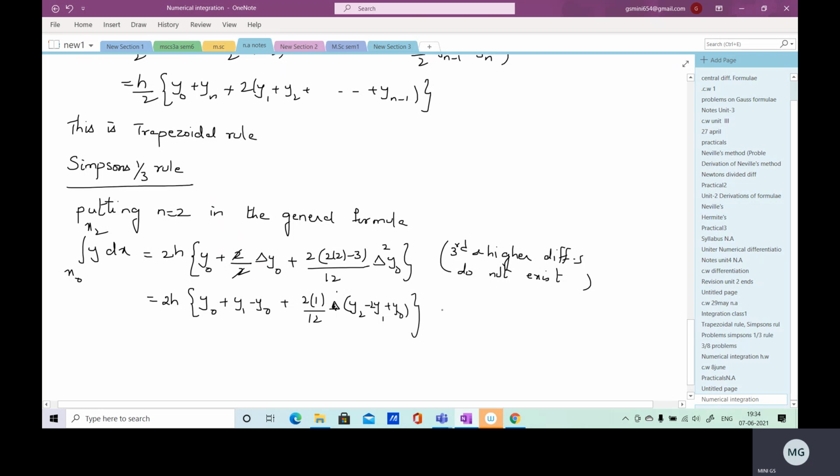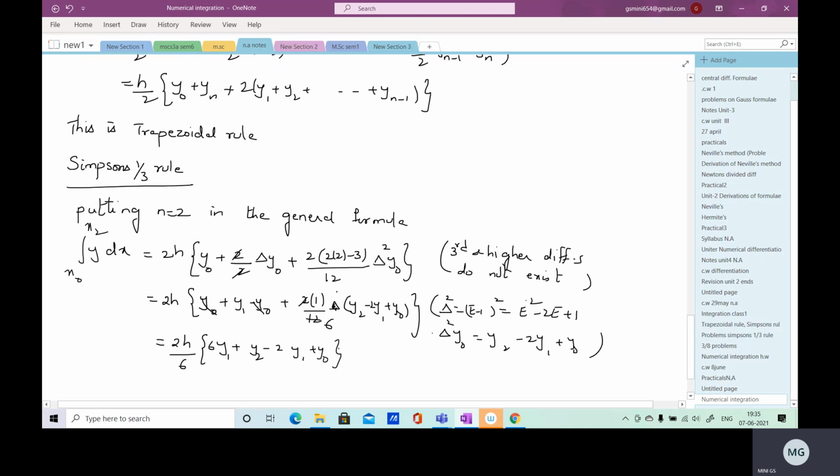And how do I know that? I know that because del square is equal to (E minus 1) square, which is equal to E square minus 2E plus 1, and del square y0 will be equal to y2 minus 2 times y1 plus y0. That is the logic there. So these both terms will get cancelled. This 2 and this becomes 6. So this is 2h, I am taking LCM, by 6 into (6y1 plus y2 minus 2 times y1 plus y0). We just simplify that.